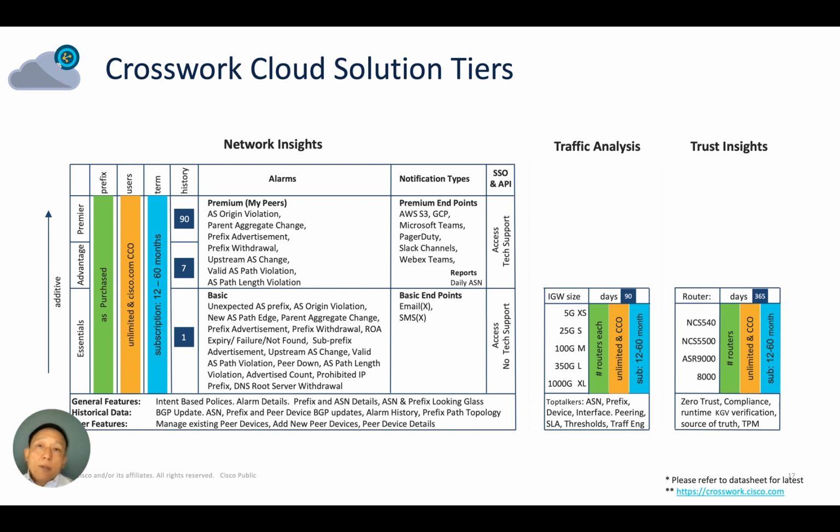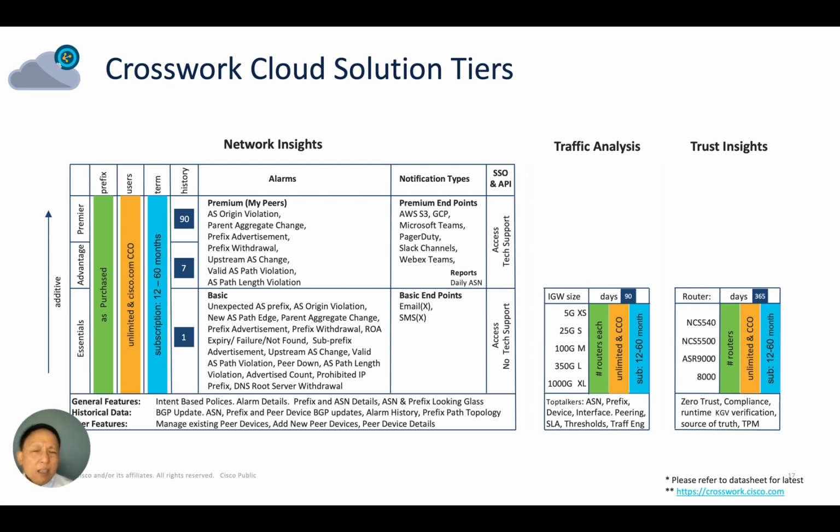Yeah, great, but you don't get the technical support. To get technical support, for single sign-on and API, you need to go at least Advantage tier or the Premier tier. And then Advantage and Premier tier also have the premium alarms and also premium endpoints, right? The premium endpoints are like AWS S3, GCP, Microsoft Teams, PagerDuty, Slack channels, WebEx Teams, and so on.